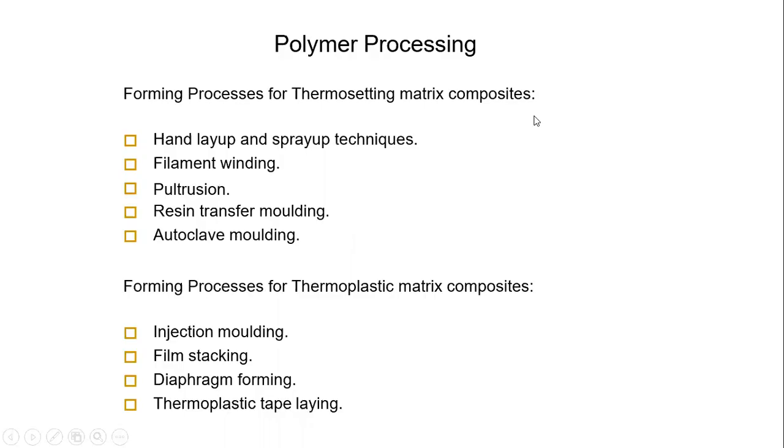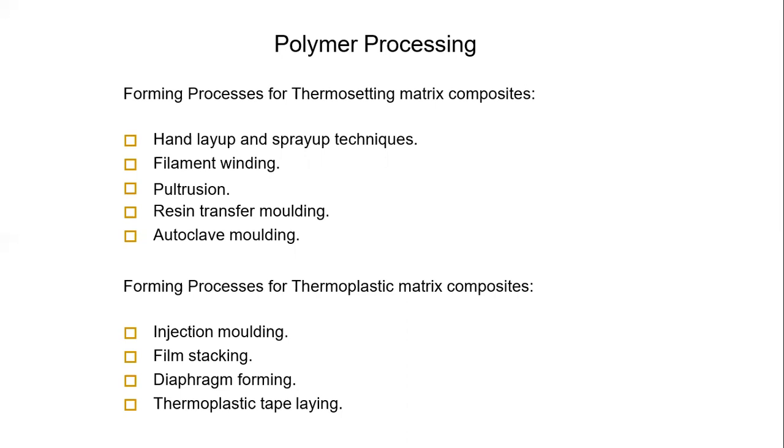And coming to the last topic, that is polymer processing, that is polymer manufacturing process. So there are different types of polymer processing or manufacturing process. So first one, we are going to see the forming process for thermosetting matrix composites. So those are the process for thermosetting matrix composites only. So in these we have 5 types of techniques. First one is the hand layup and spray up techniques, which are very easy to manufacture.